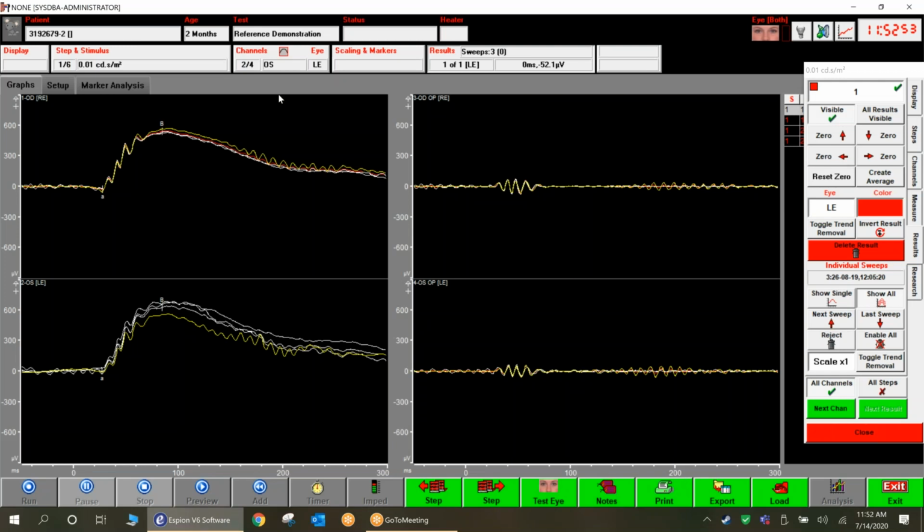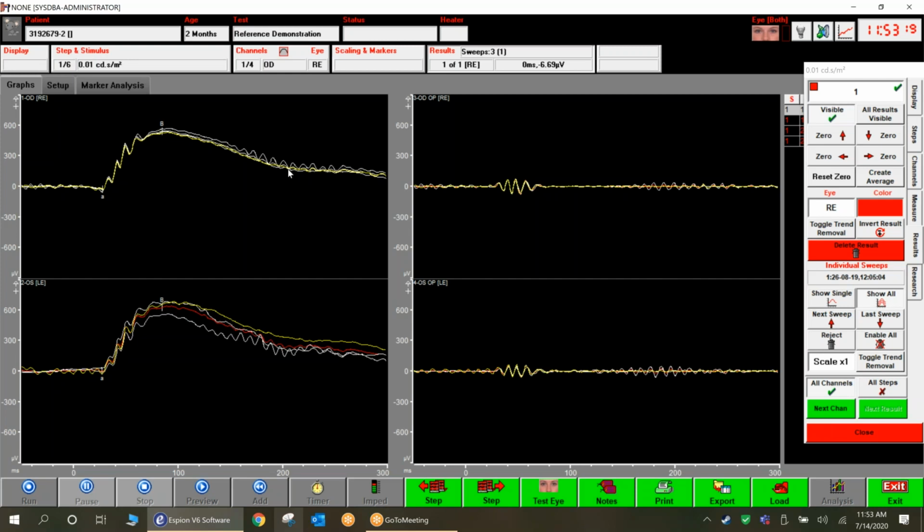All right, am I sharing my screen now? I can see it. All right, so what we're looking at on the top is the right eye, which is set up as a touch. So the right eye is using the left eye as a reference. And the left eye down here at the bottom is using a needle electrode as a reference.